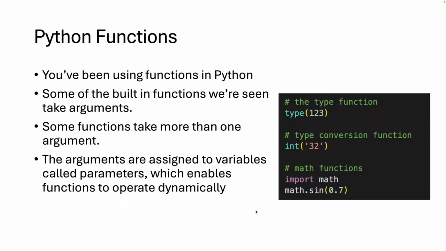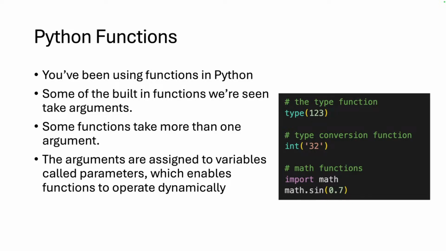Some of the built-in functions that we've seen in this class are the type function. When you say type and then you pass it a number, 1, 2, 3, it checks what type that variable or object is. We've seen the casting function. When you cast, you have int and you pass it a number or a string that you would like to attempt to cast to an int. And math functions exist in Python. So when we import math and we call math.sin and pass a number to it, we're using functions there as well.